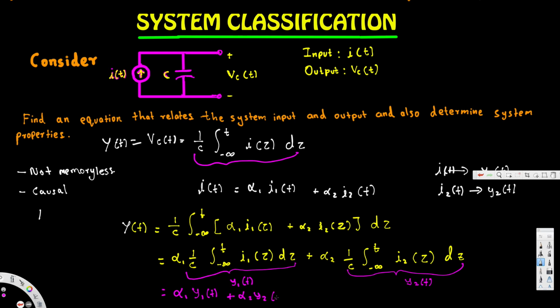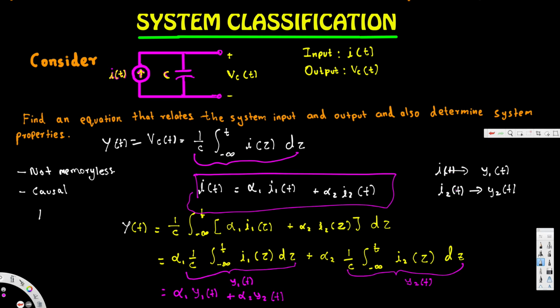That's what we expect. When we put the input in terms of I1 of t and I2 of t, we have to get an output in terms of y1 of t and y2 of t. That's what we are getting right now. So this system is linear.